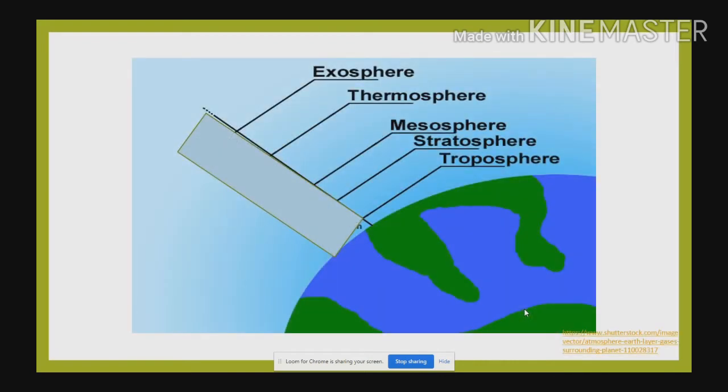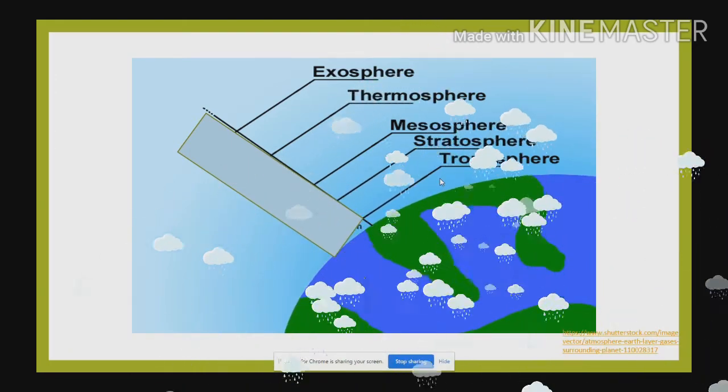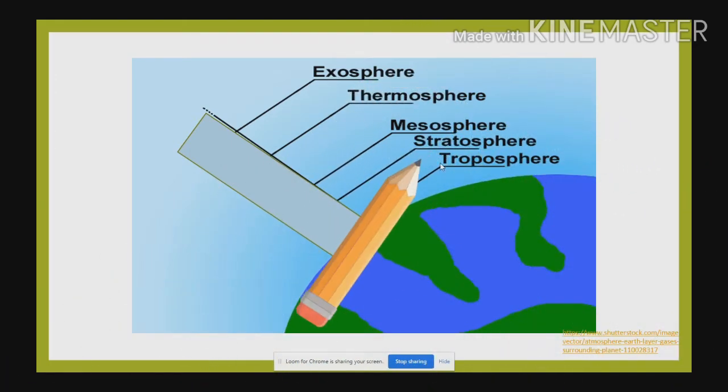Here you can see, 8 to 18 kilometers from the surface of the Earth is the troposphere. In this area, the clouds and cyclones originate. The next one is the stratosphere. The most important ozone layer is in this stratosphere. Right.